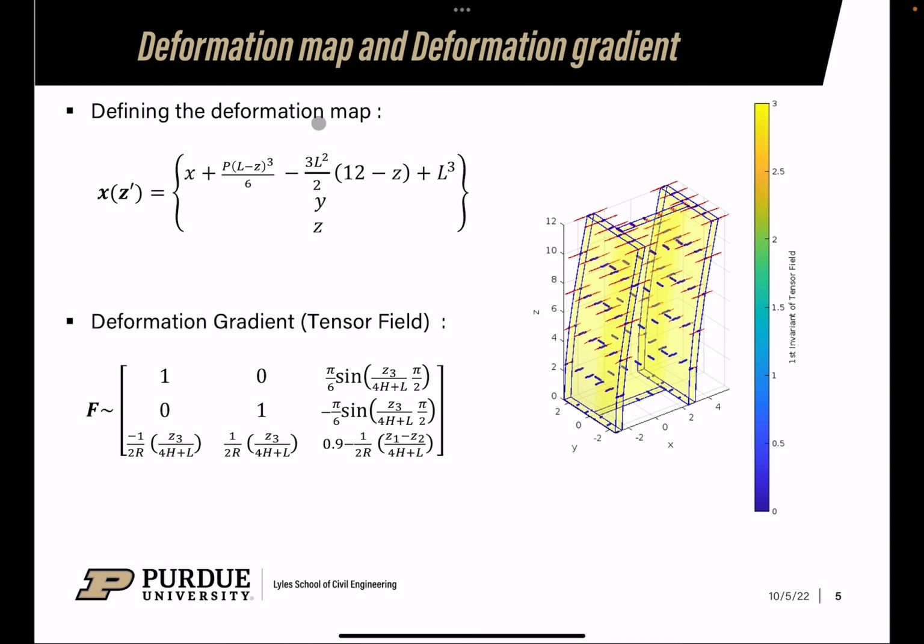Now, defining the deformation map. The deformation map I have chosen is just the deflection the beam would undergo if a load is acting on this point. Let's say the magnitude of load is P, and let's say this is a cantilever beam. So the deformation it would have under that loading condition is what I have chosen as the deformation map. So basically this is a vector field. Adding x plus this, and y plus 0, and z plus 0 gives us the deformation map. Taking its differentiation gives us the deformation gradient.